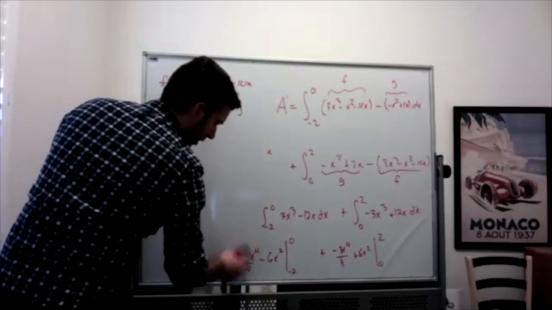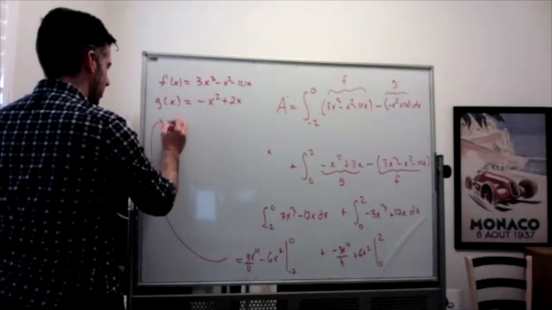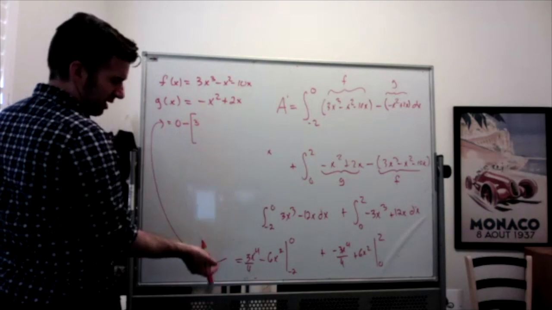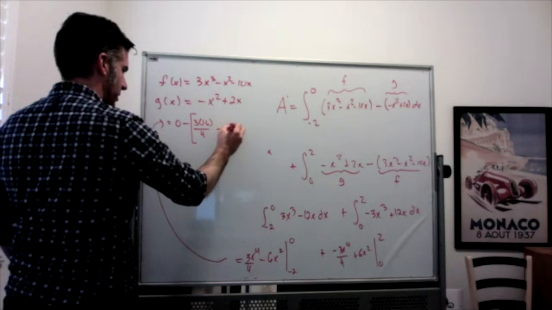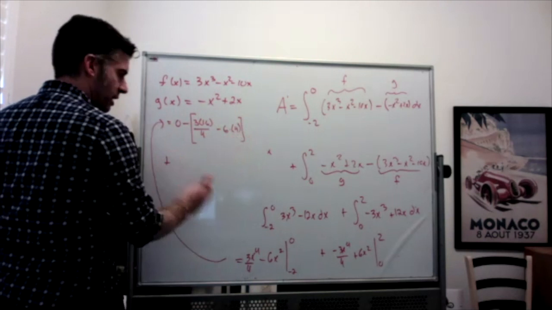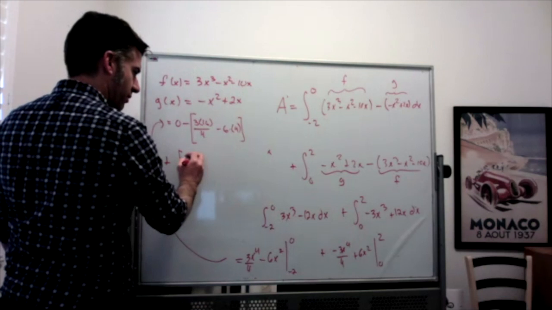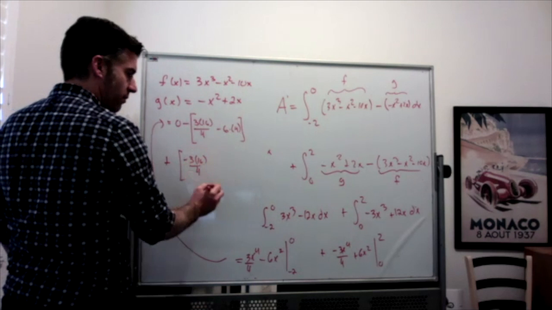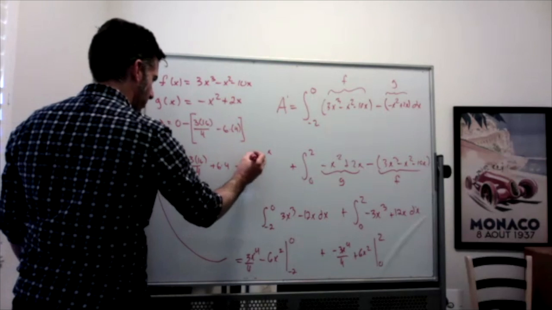we have to plug in, so be careful, right? For this first one, you have to plug in the 0 first. So you get 0 minus, then you plug in -2, and you get 3 times -2 to the 4th is 16 over 4 minus 6 times -2 squared is 4. Plus, then for this one, you plug in the 2 first, and you get -3 times 2 to the 4th is 16 over 4 plus 6 times 4 minus 0.